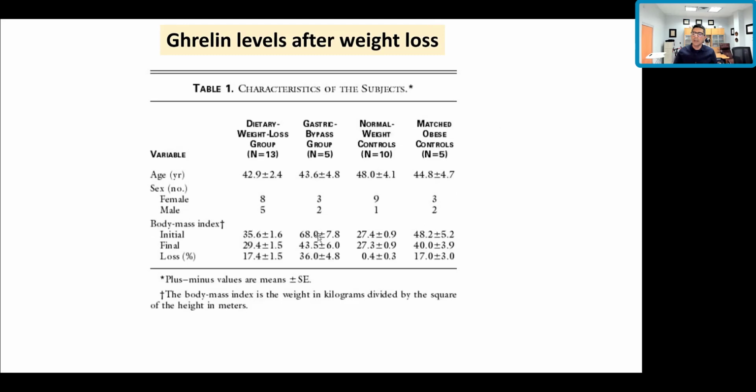So before you go off and say, hey, I know how to master ghrelin, I want to share with you one other piece of information. And that is, what do ghrelin levels do when you lose weight? Do they come up? Do they go down? So this group took a group of people who were overweight and heavy, and they did diet-induced weight loss, not the kind of diet we recommend, just calorie restriction. And then another group of people, 5 of them, they did gastric bypass surgery and measured ghrelin levels. So let's see what happened.